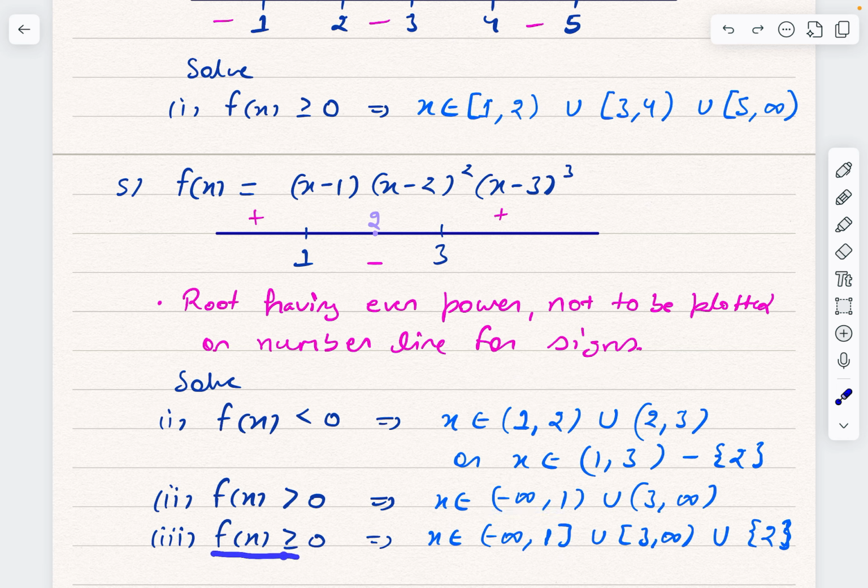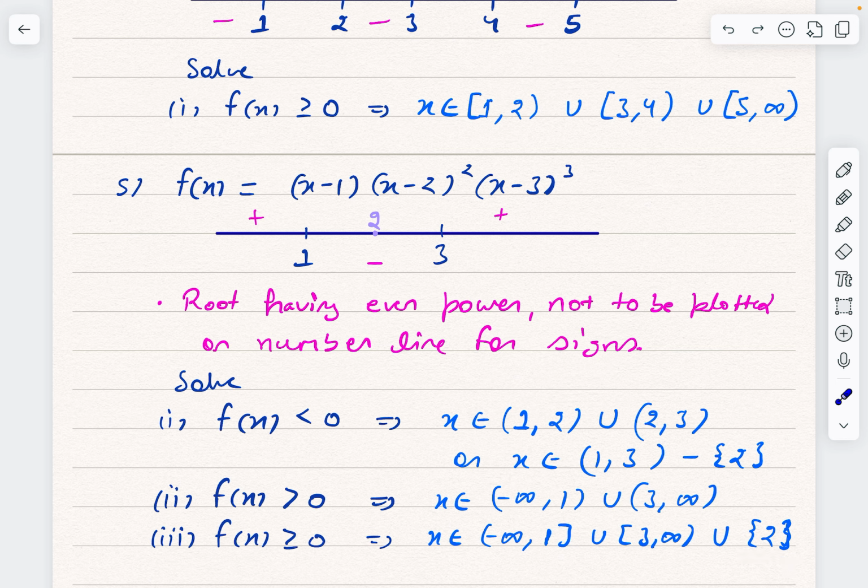Last, f of x greater than or equal to 0. Where do you see f greater than or equal to 0? We see before 1, after 3, or at 2 also, no? Because you can have equal to 0. So now we'll say minus infinity to 1 closed, union 3 to infinity, 3 closed. Now we have to add a single element. And how do we add a single element? We use the symbol union. We don't use plus. For exclusion we use minus, but for inclusion we use union. But we have to add a single element too, so we'll write it inside curly braces.